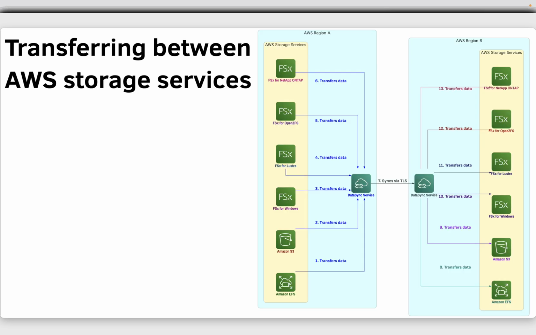So you can also set up transfer between AWS to AWS. In this diagram, we have region A and region B. In this case, we are utilizing the DataSync service in region A, and in region B also, and this is just doing a sync between region A to B. These are the services which you can transfer data from, and on the right side are the same services which you can transfer to.